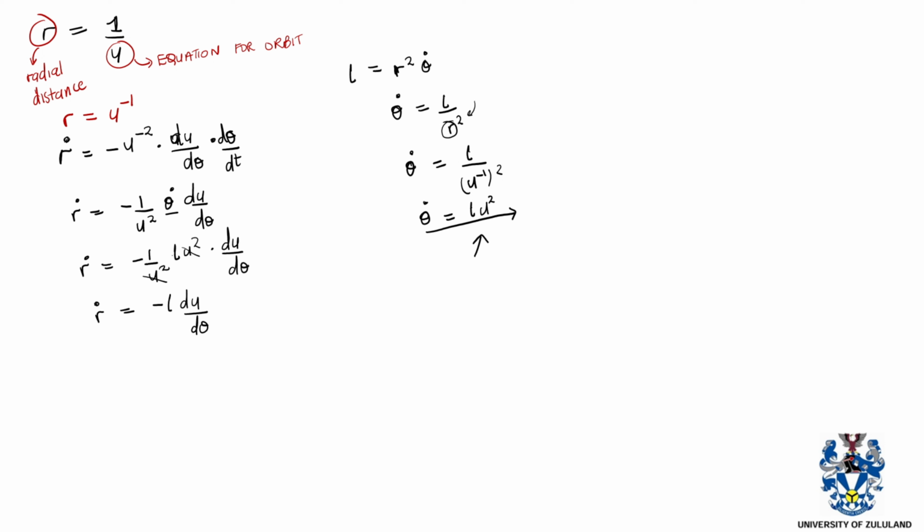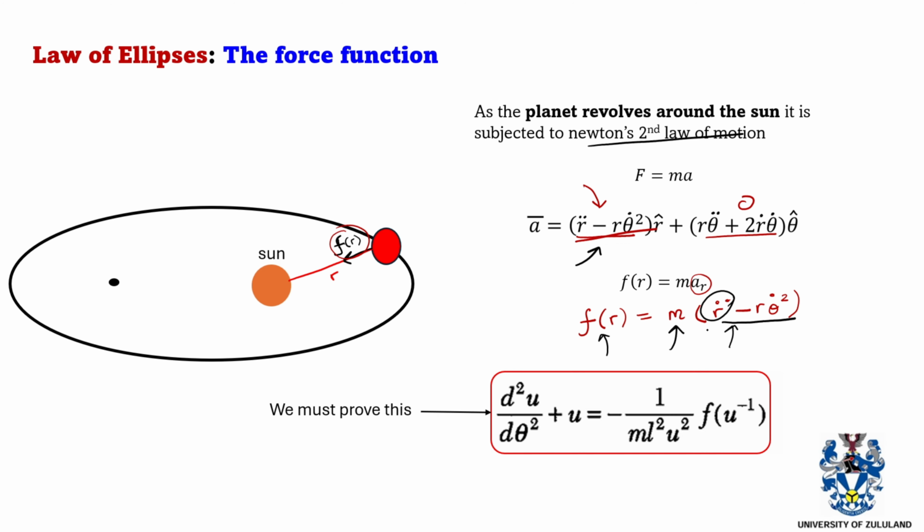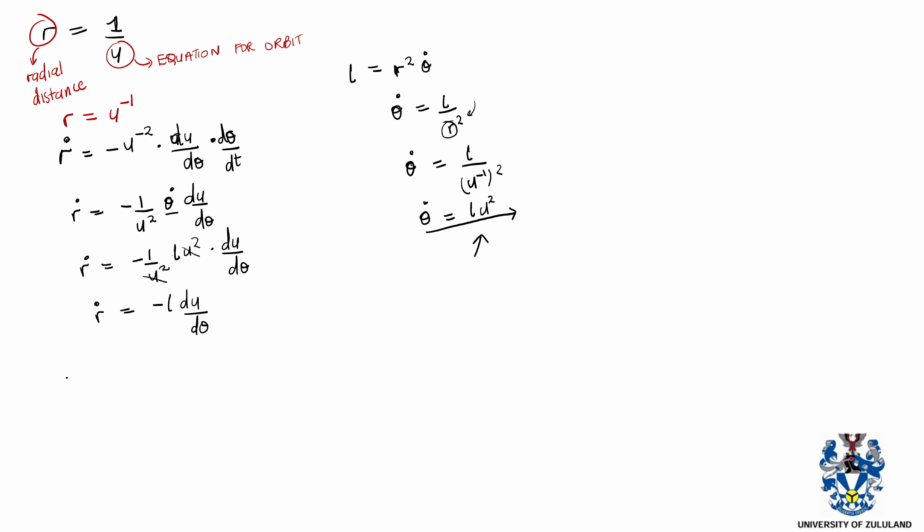So this is the first derivative of r, which is the radial distance. Because the radial distance is a function of two things: it's a function of theta and it's also a function of time. We applied the chain rule twice. But remember that for our equation for the force function, we actually need a second derivative of this, because this is r with a double dot, since these are polar coordinates. So let's find the second derivative of r. So we're going to find r double dot.